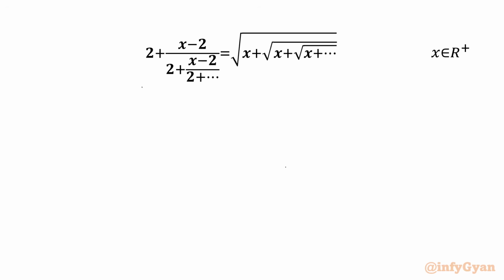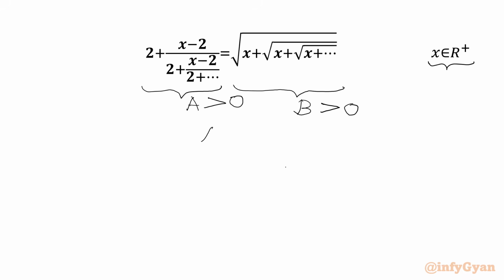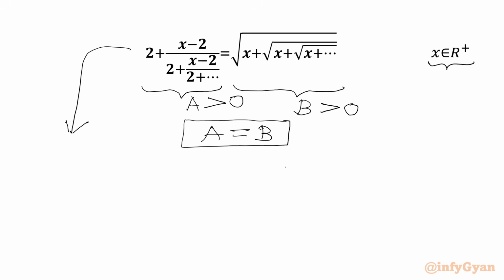We are going to assume LHS equal to A, RHS equal to B. Given that x belongs to the positive real numbers, we can say B must be positive, so A must be positive. We can write the equation A equal to B, as A is our LHS and B is our RHS. Now we will write our A separately.